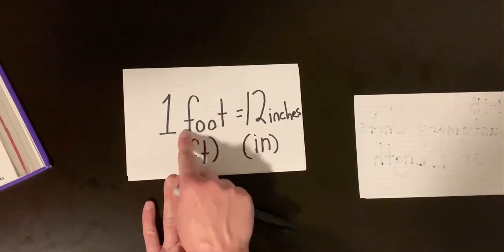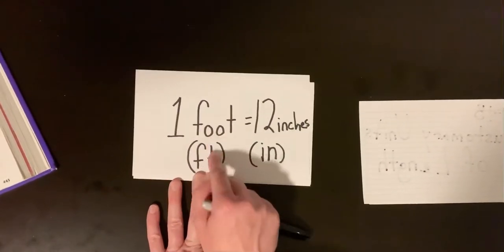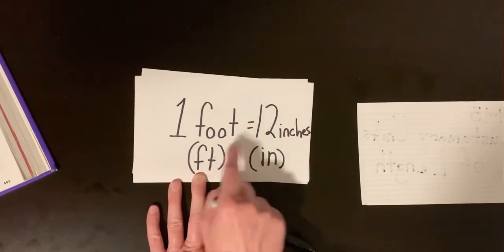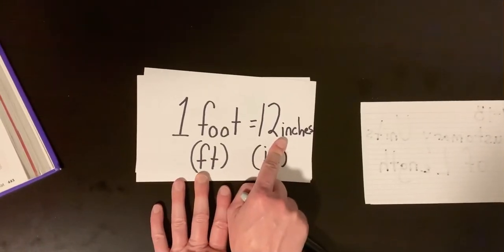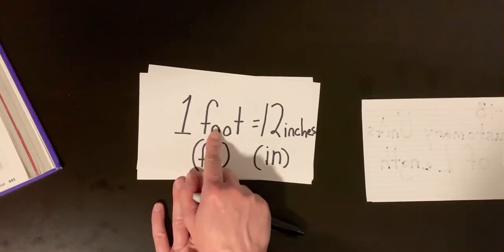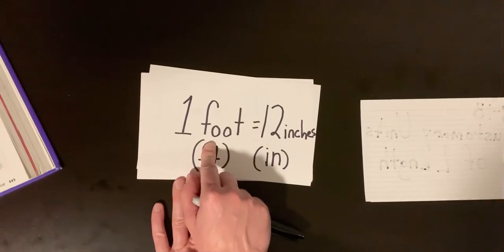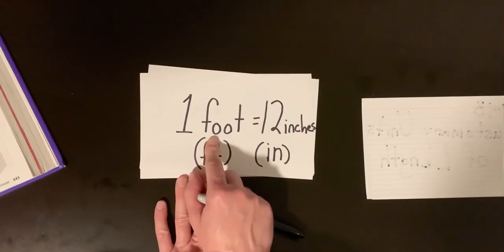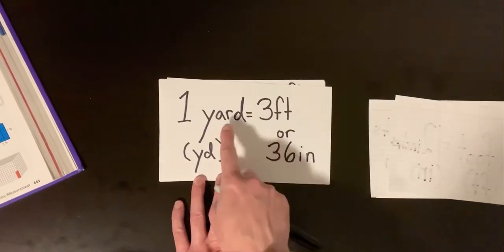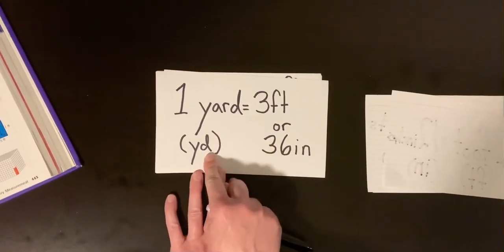12 inches is equal to 1 foot. Think of a ruler. A foot is abbreviated FT. Usually we measure things that are small in inches and slightly larger in feet. So for example, your height in America is measured in feet. The size of a room would be measured in feet. Next, we have yards, which is abbreviated YD.